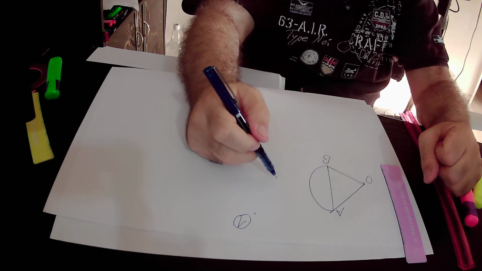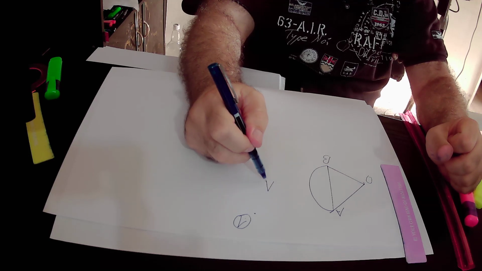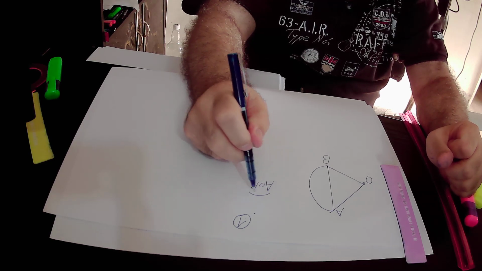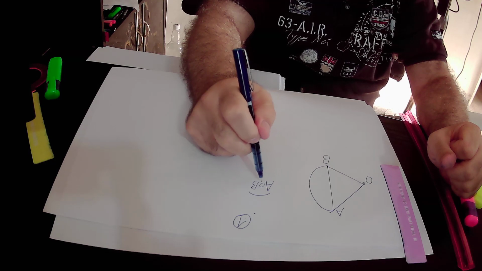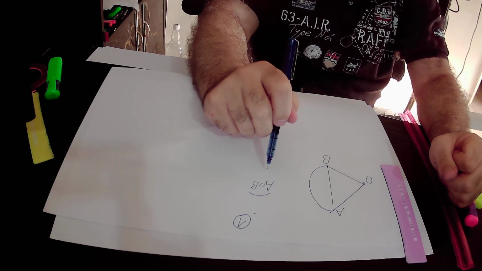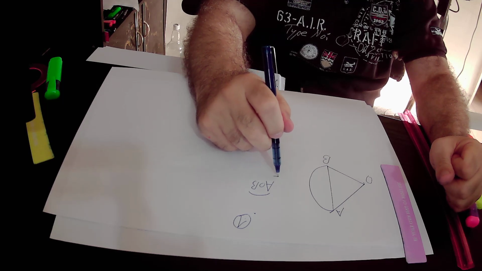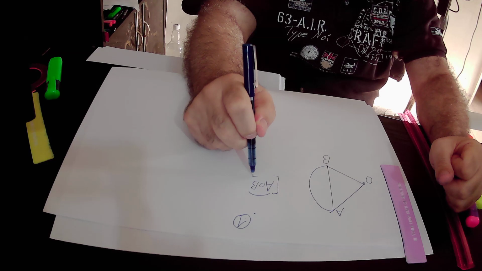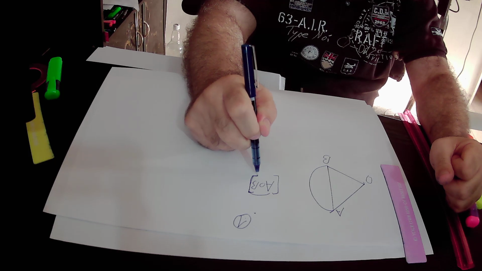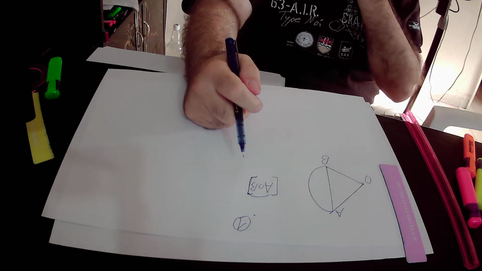First of all, the sign for a sector AOB, the rounded side above the AOB, is the sign for sector AOB. So this means sector AOB. And therefore the area of sector AOB will be this. This is the area of sector AOB.